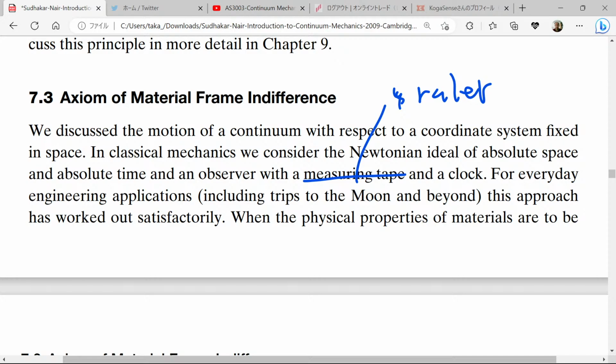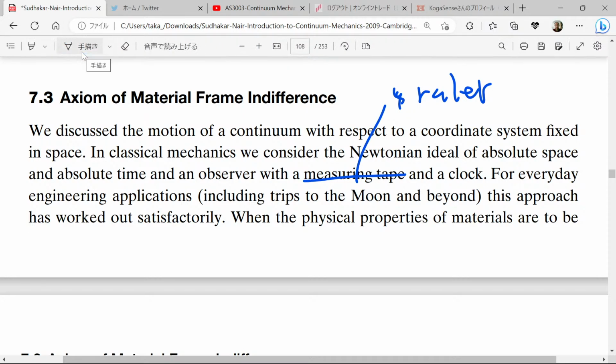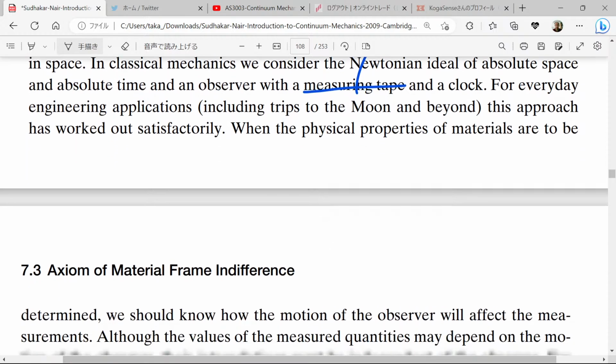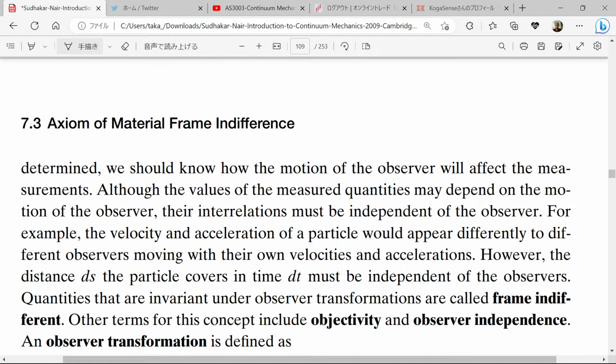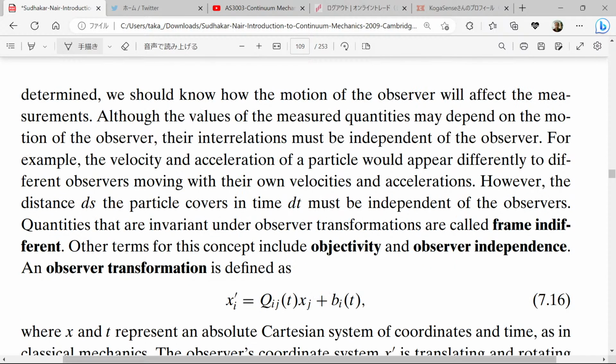For every engineering application, including a trip to the moon and beyond, this approach was worked out satisfactorily when the physical properties of materials are to be determined. We should know how the motion of the observer will affect the measurements. Although the values of the measured quantities may depend on the motion of the observer, their interrelations must be independent of the observer.